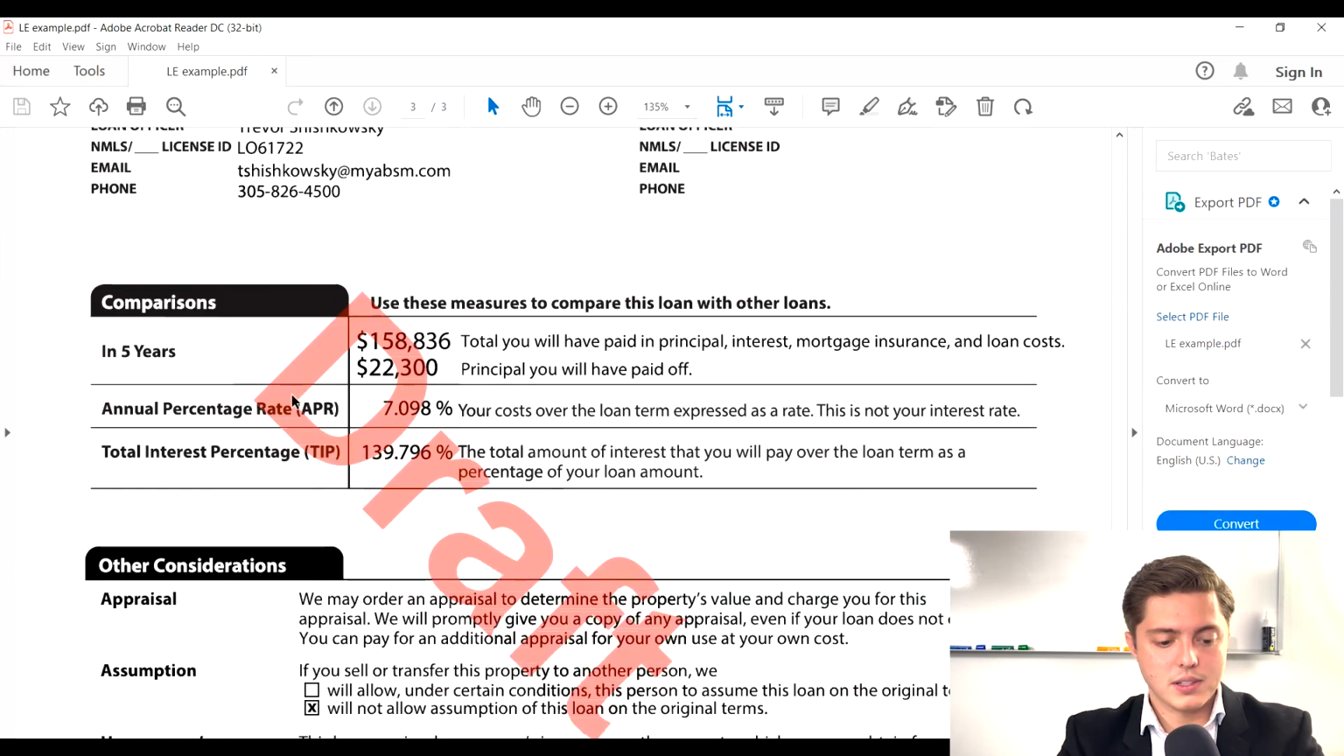The next page has a lot less information, but it is still a little bit interesting to look at. You'll see comparisons of what you're going to be paying in 5 years and how much of that is principal, how much of that is other stuff. Your APR is on this page, along with total interest percentage. The reason these numbers are higher compared to the amount of principal you're paying off is because interest is front-loaded on mortgages. And I can make a video about that in the future if you guys are interested.